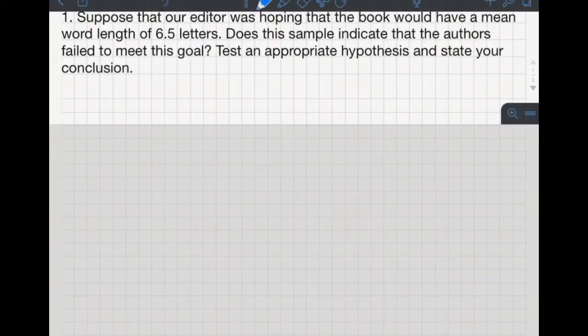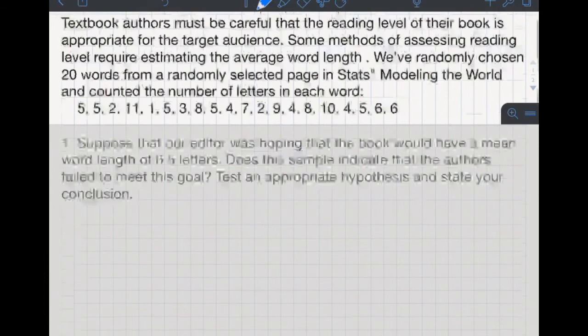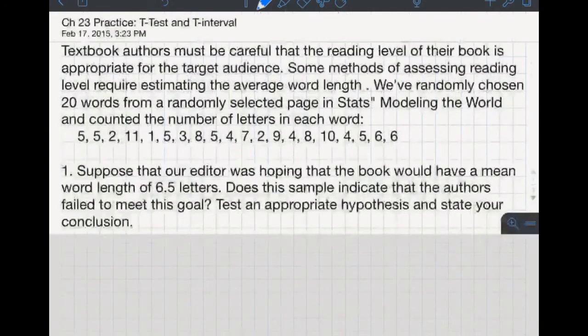Okay, so today we are going to look a little bit at some of the things that we've been talking about over the past couple of weeks, the t-test, the t-interval, and specifically we're going to take a look at one question that we have right here, and it's talking about textbook authors must be careful about the reading level of their book is appropriate for their target audience.